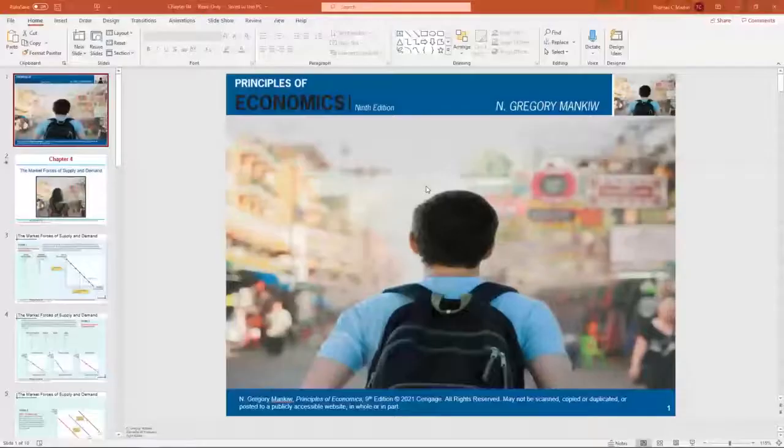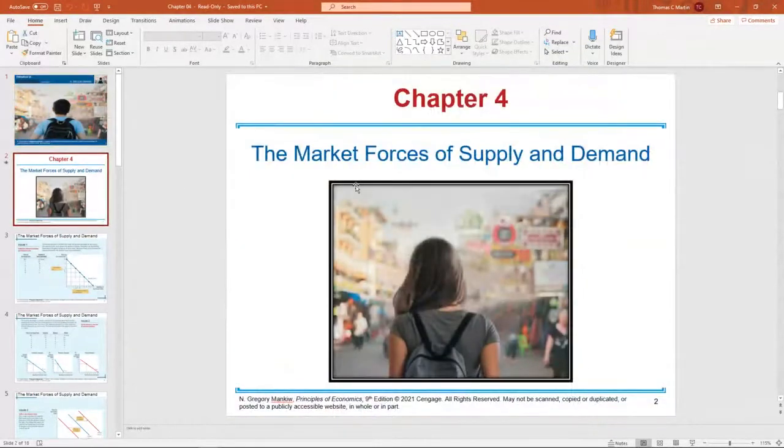So let's look at chapter 4. I'm going to share the screen. Chapter 4 deals with market forces of supply and demand. We're going to break down who produces, who generates the supply curve, who generates the demand curve, and the logic behind each one of them.